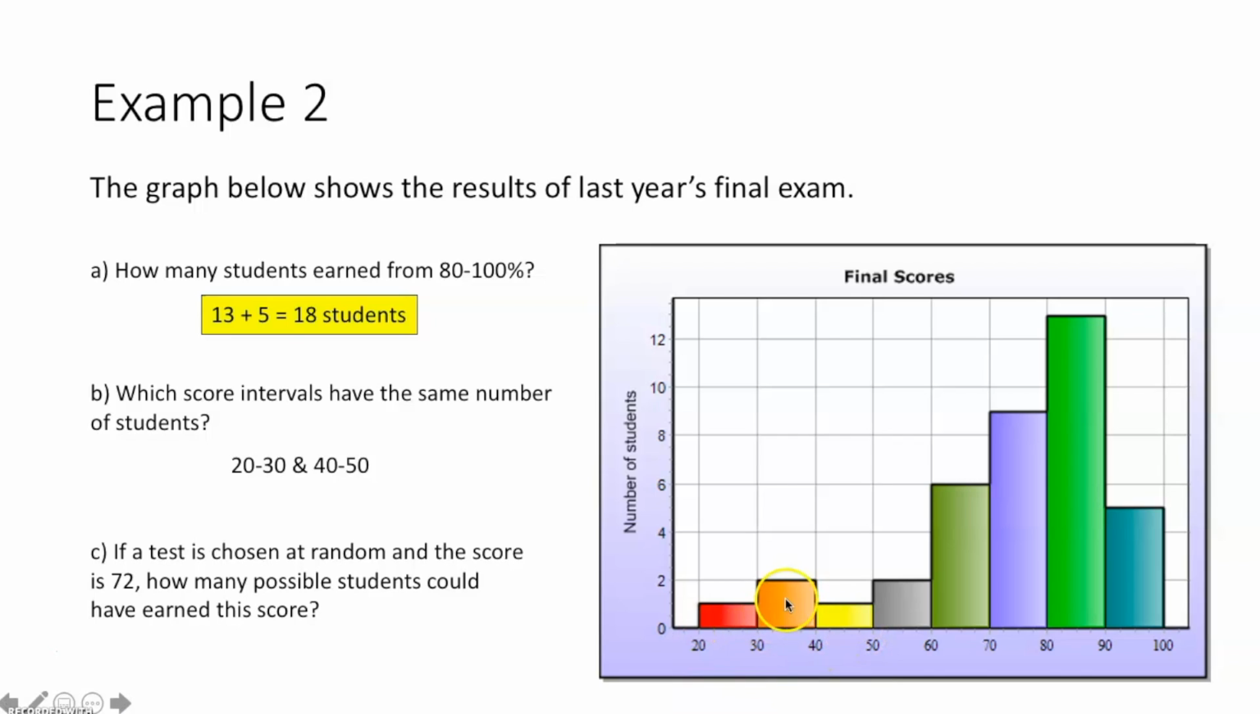Same thing with the score range from 30 to 40 and 50 to 60. Each of them have 2 students, so they would have the same number of students as well.